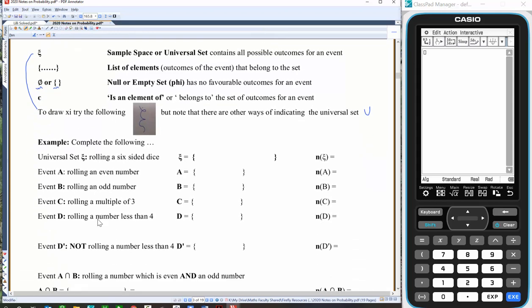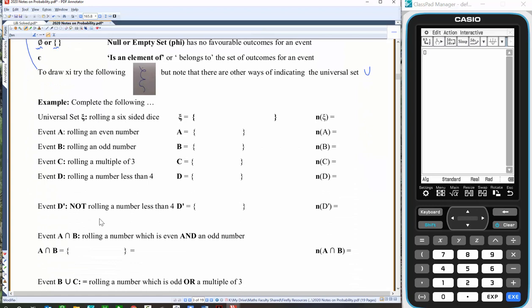All right, so let's have a look here. Complete the following: the universal set of rolling a six-sided die. So this is what can come up: 1, 2, 3, 4, 5, 6. Number of elements in the universal set, well, there's 6 elements. Event A, rolling an even number, well, what we could get is 2, 4, and 6. And we've got 3 elements. n(A), the number of elements in A, is 3.